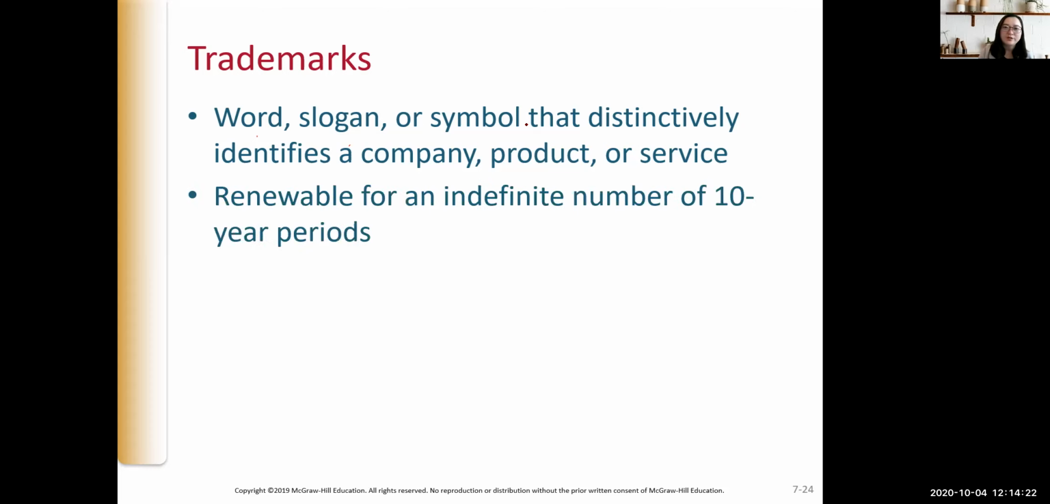And then they are always renewable, okay? Renewable an indefinite number of times, in 10-year periods. So a trademark can have a limited renewable life, but it can also be renewed forever. But every time it is granted, you only get a 10-year period, so every 10 years you need to renew it.